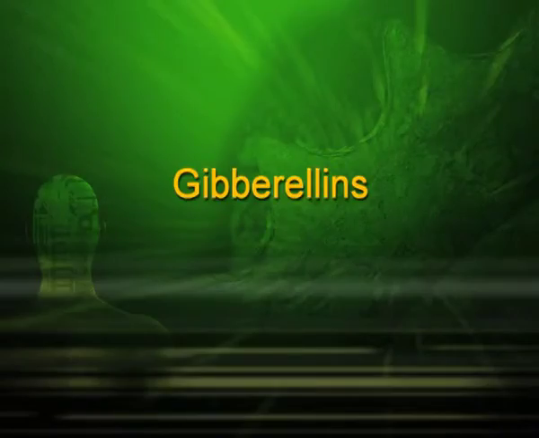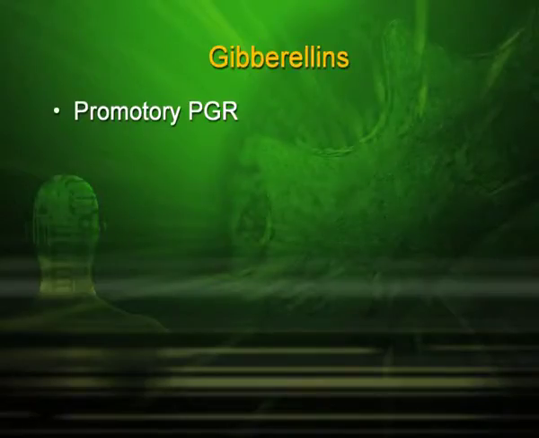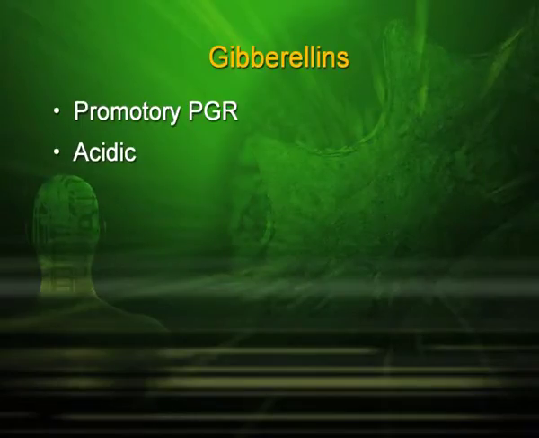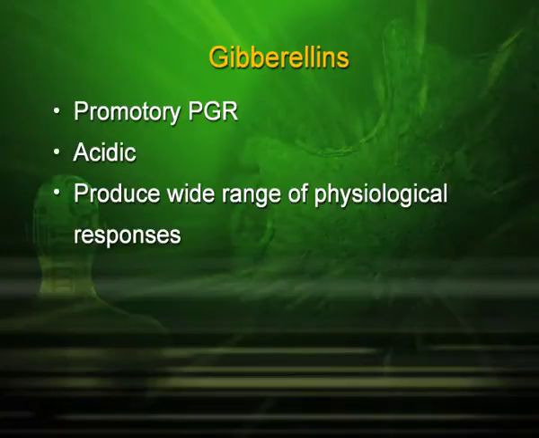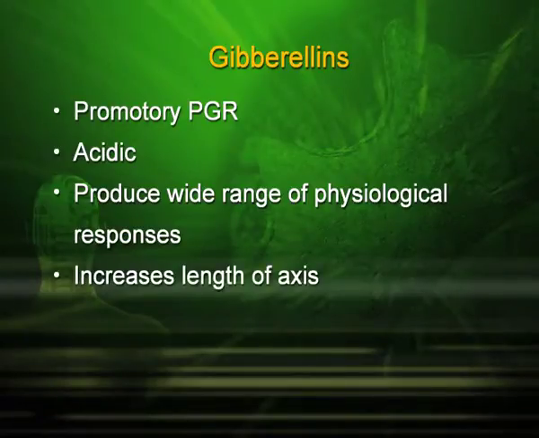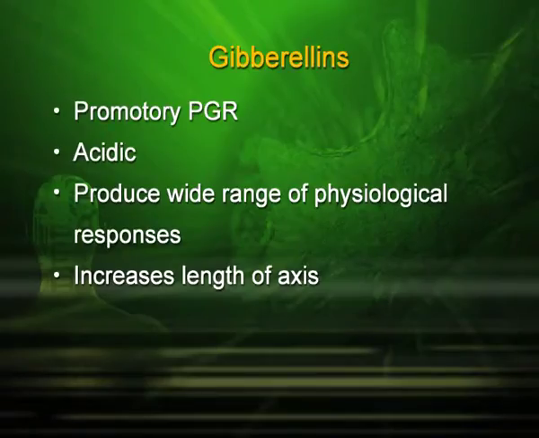We move on to the second PGR, gibberellins. It is also very important because it is a promotory PGR and it is acidic in nature. Children, you must remember that it is acidic in nature, that is why we say gibberellic acid, GA. It produces a wide range of physiological responses in the plants. It increases the length of axis. It is sometimes used in grape plants to make bigger axis with the grapes.